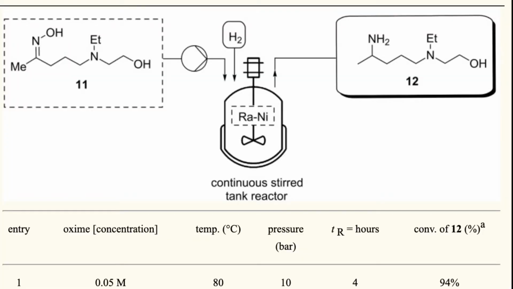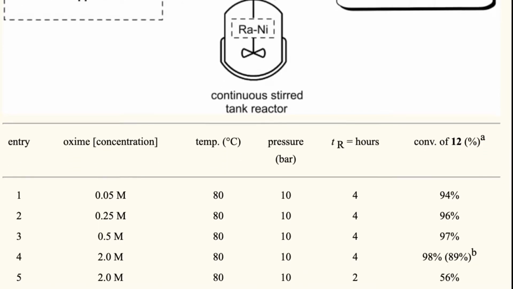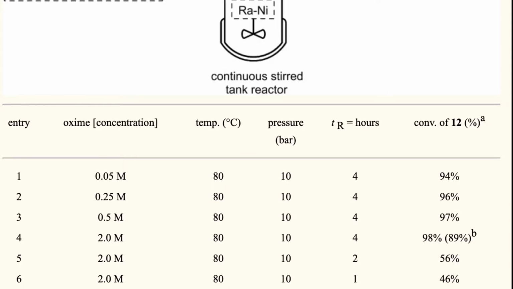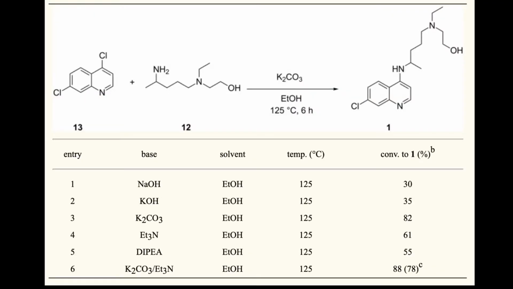And then finally, they hydrogenated the oxime by adding dihydrogen to the reaction vessel, which also contains Raney nickel catalyst, and this part only took 4 hours to complete. So now we have the key intermediate, but to get the job done, we have one more step, and it's to combine 4,7-dichloroquinoline with this newly synthesized key intermediate.